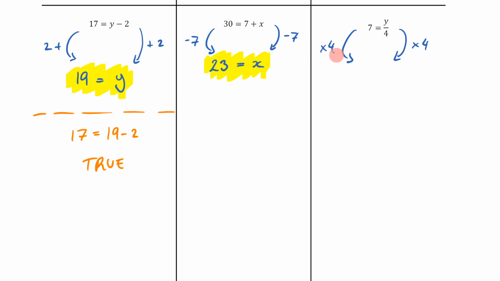Remember, it's all about doing that opposite operation. 7 times 4 is 28. Then I've got y over 4. That's just going to be y because I've undone it. I've undone the operation. And that is my answer.